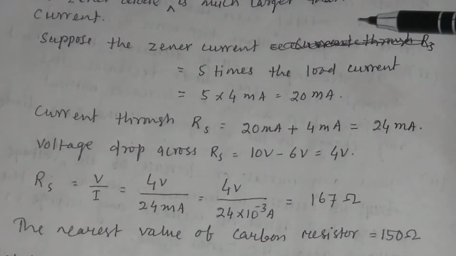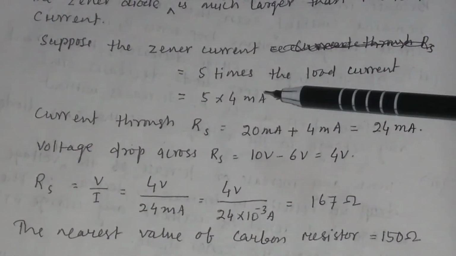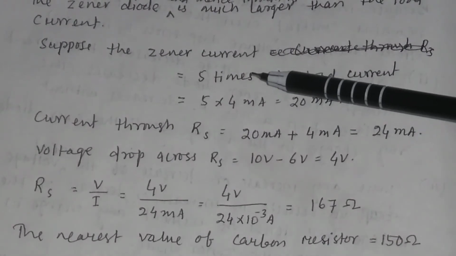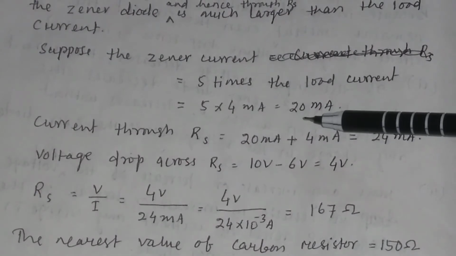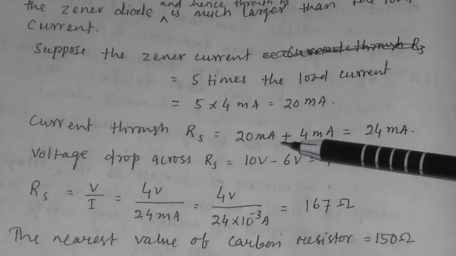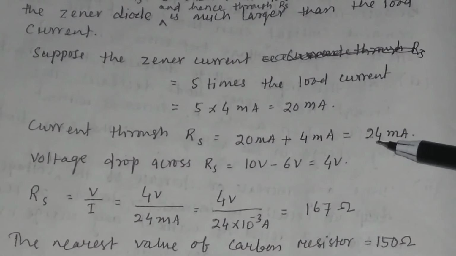Suppose we take the Zener current equal to 5 times the load current. It is given that the load current is 4 milliampere. So the Zener current will be equal to 5 into 4, that is 20 milliampere. Then what will be the current through this series resistor? 20 milliampere plus 4 milliampere, that is equal to 24 milliampere.